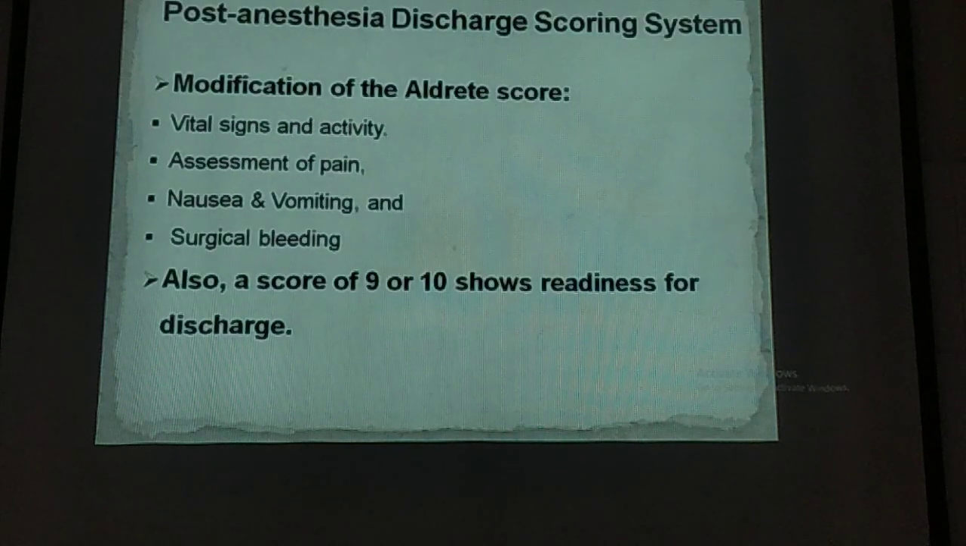And in modified Aldrete score, vital signs and activity, assessment of pain, nausea and vomiting, surgical bleeding are monitored. Also, a score of 9 to 10 shows readiness for discharge.